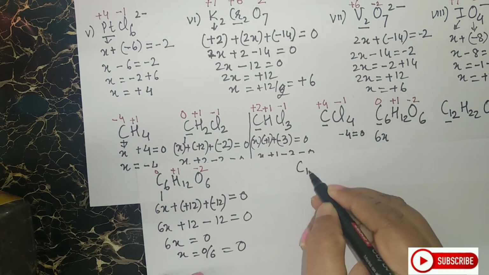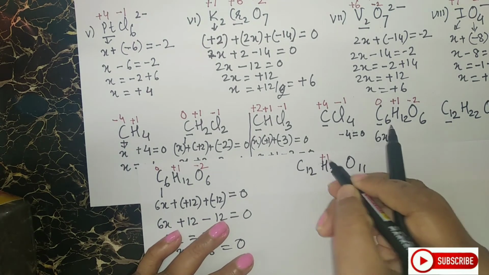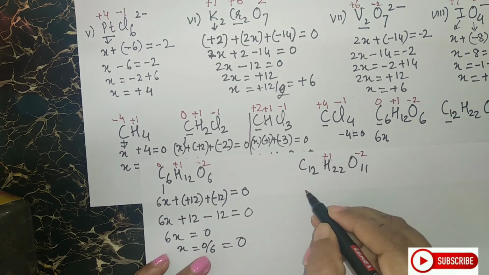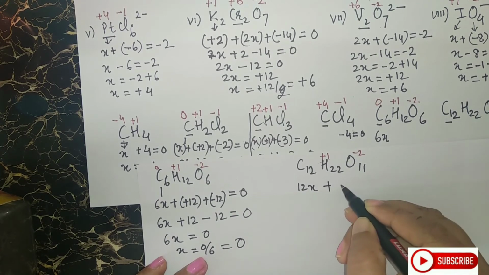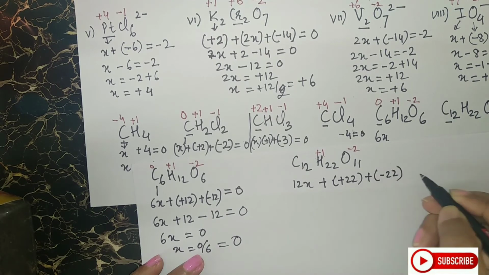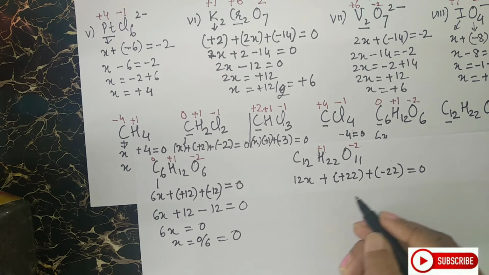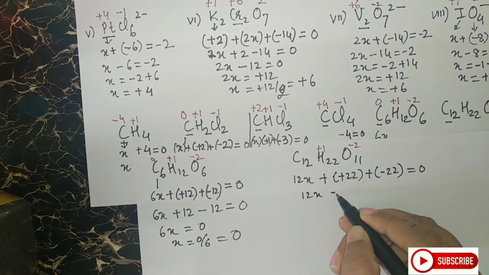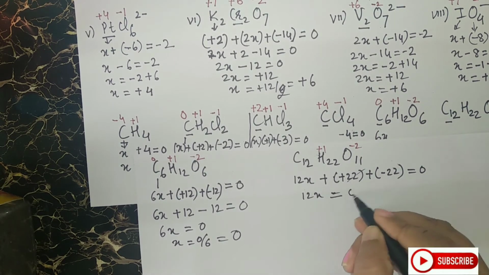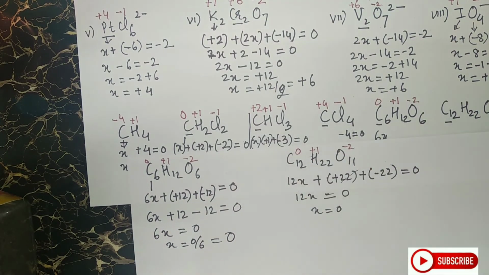Next is C12H22O11. Let us mark this +1, -2. So here it will be 12X plus 22 plus -22 is equal to 0. Now if you see this molecule also, what do you think will be the oxidation state, student? Oxidation state again will be 0. So let us do the calculation. 12X is equal to 0. So X is equal to 0. So carbon here is exhibiting a 0 oxidation state.